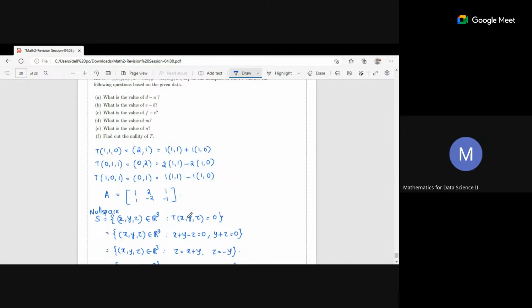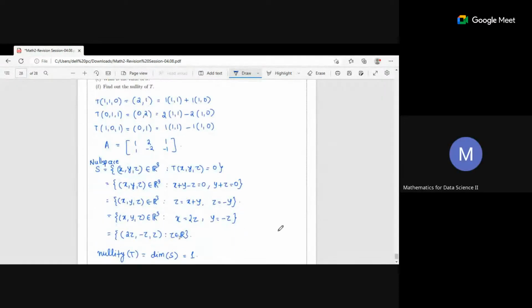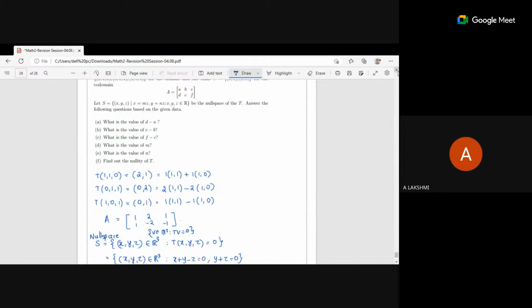Are we considering the null space, ma'am? What is the definition of null space? It is the set of all V in R3 such that T of V equals 0, right? Yes, ma'am. That is what I have done. Okay, can you once show the question, ma'am?